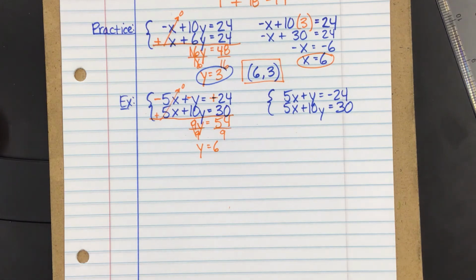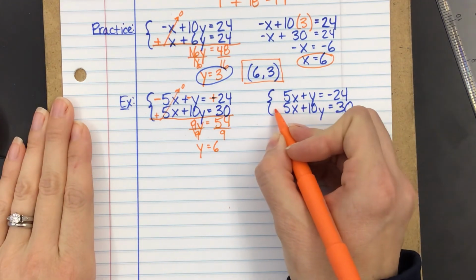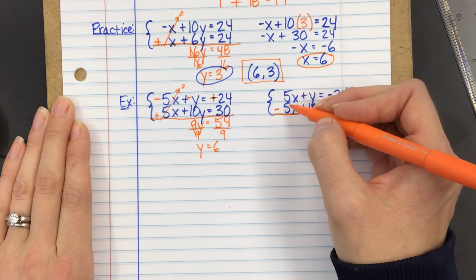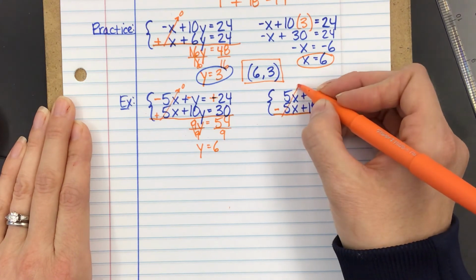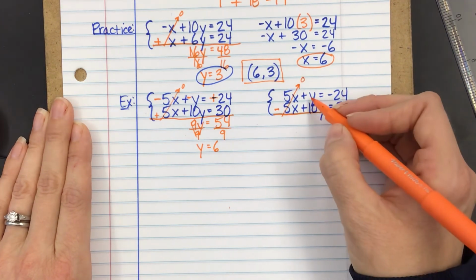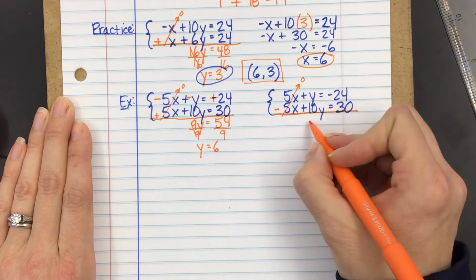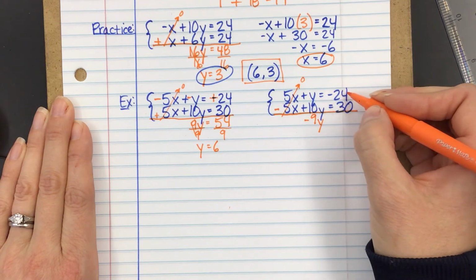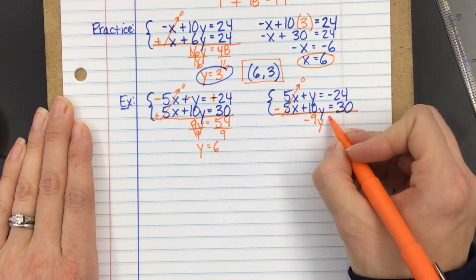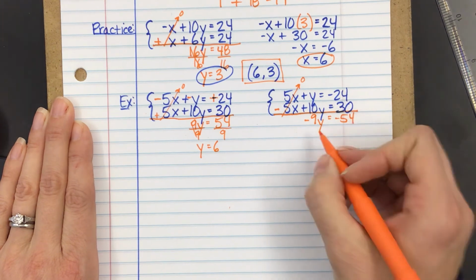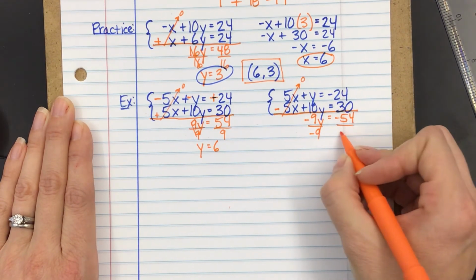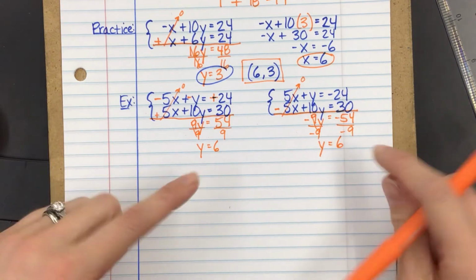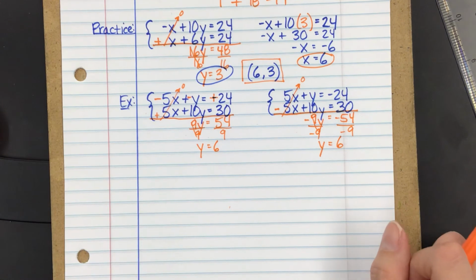Or if you would like to subtract your equations, you're subtracting the whole thing. So 5x minus 5x, that has a value of 0. y minus 10y will be -9y. And -24 minus 30 is going to be -54. Then if I divide both sides by -9, you get y is equal to 6. Either way you approach it, you're getting the same answer.